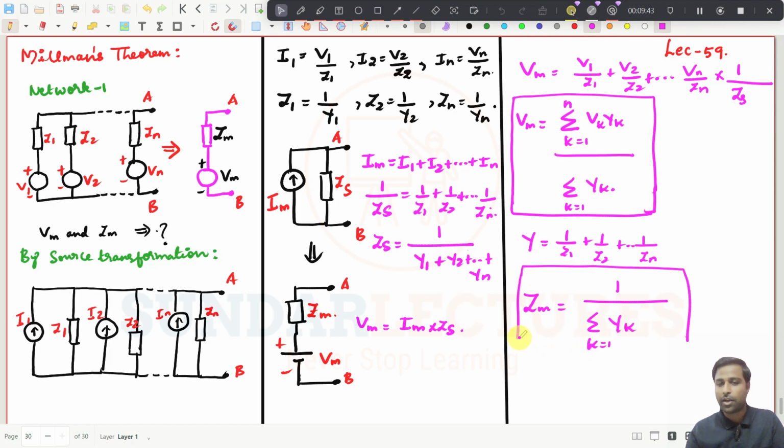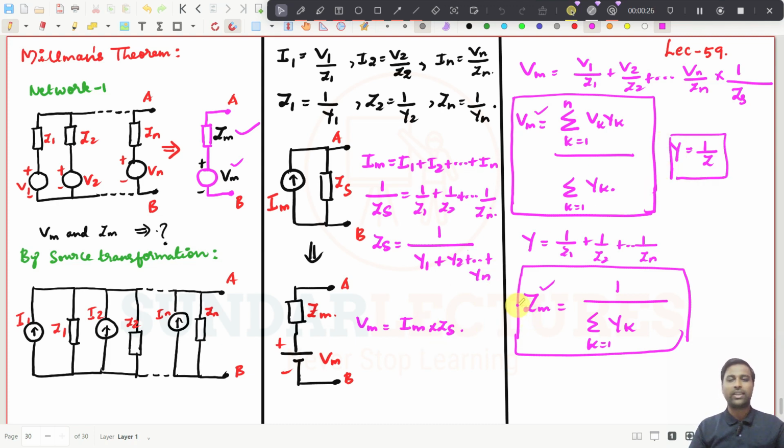We have found both the values, right? This is Vm and this value is Zm. Can you understand? And what is y? You should understand that y is nothing but 1 by z1, and I will write here y is nothing but 1 by z, whatever it may be, y1 or y2 or y3, right? So this is how you have to convert these values. You can find Vm and Zm. This is nothing but Millman's theorem, right?